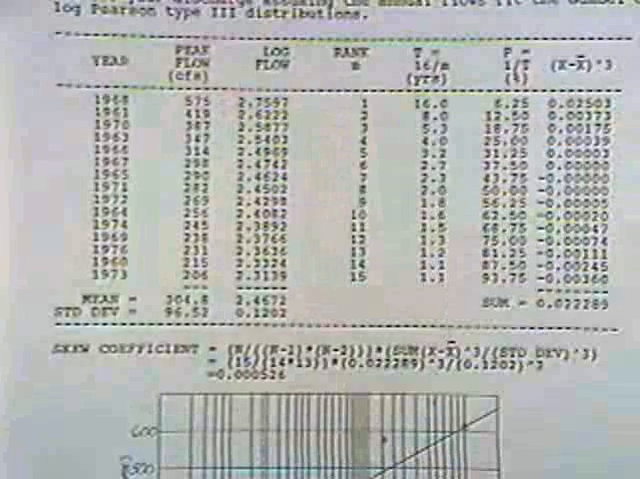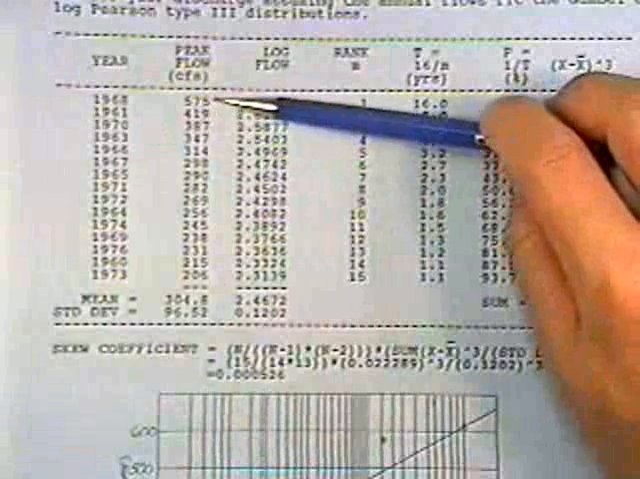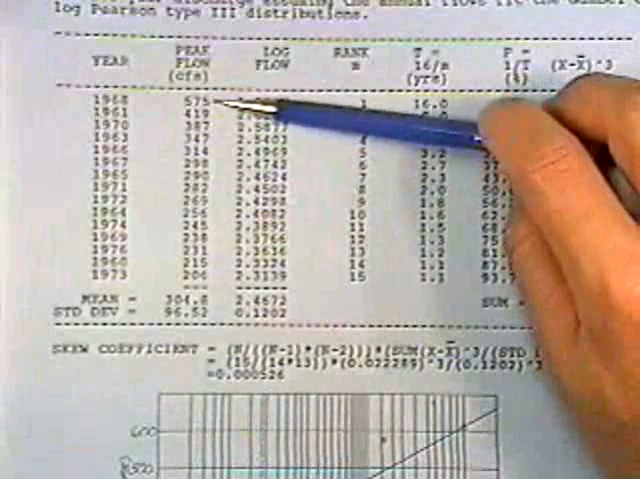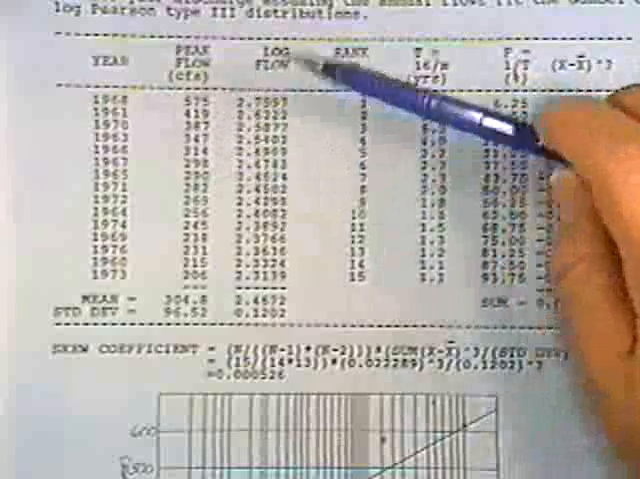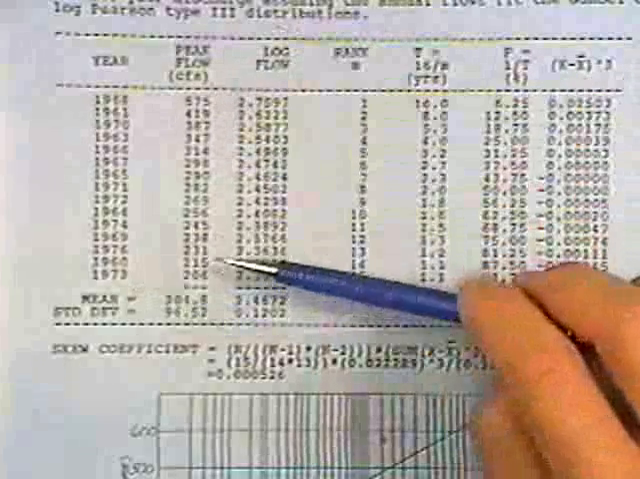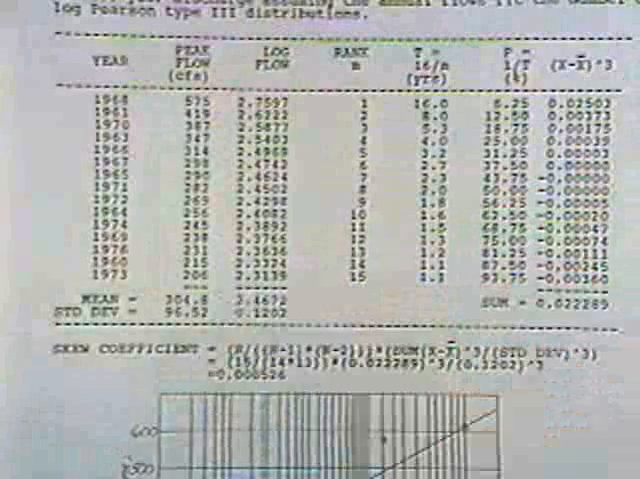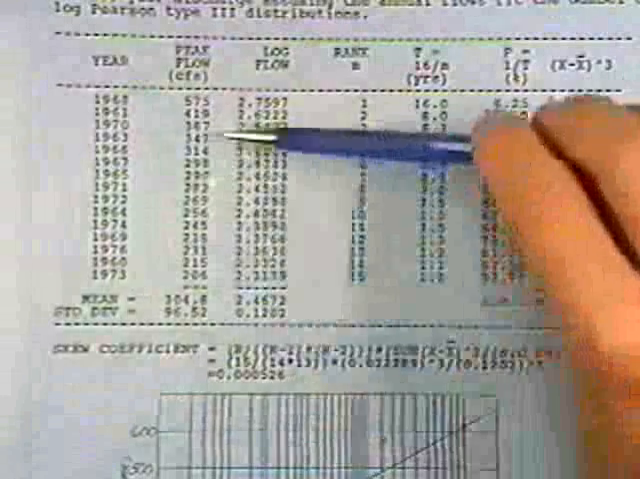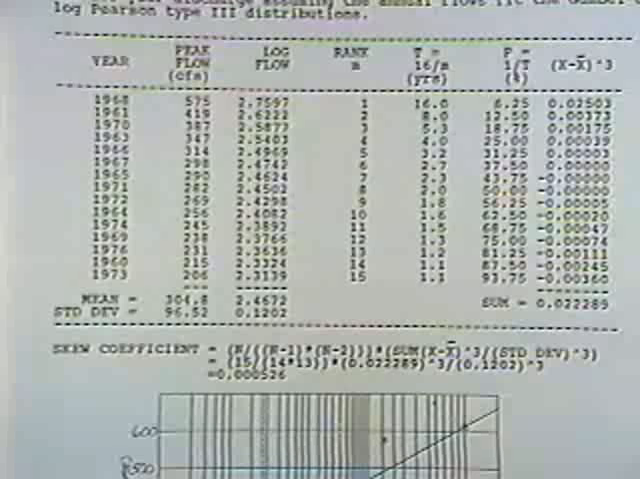And I've ranked them in descending order. For the 15 years, the highest value that occurred was 575. That was the peak for 1968. The second was 419. And the smallest, 1973, the maximum discharge in 1973 at this location was 206 cubic feet per second. So what we want to do is take this data and use the data to estimate probabilities for any given discharge. One way of doing it is that viable plotting position formula.